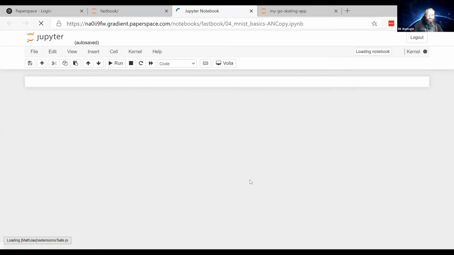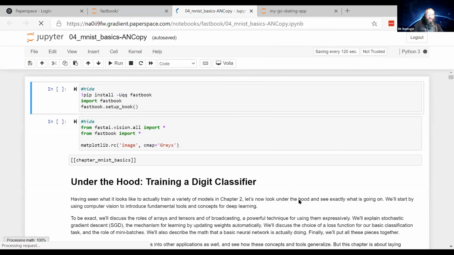And this is Paperspace. Yeah, I'm not super happy with Paperspace. I've been using it and it works, but it does take me about 15 minutes to get to my notebook active.